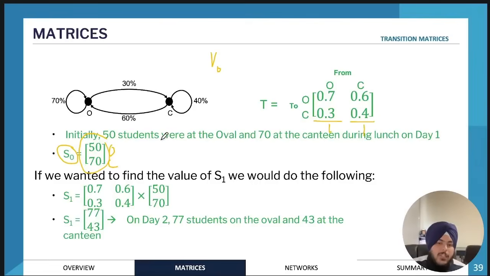And then if we want to find the number of people on day 2, we need to find what S1 would be. Because S0 is day 1, S1 would be day 2. So all we need to do is multiply the transition matrix by the state matrix. And once we do that, we will get S1, the number of people on day 2. So we have 77 on the oval and 40 on the canteen. And we can do this for however many days we want.